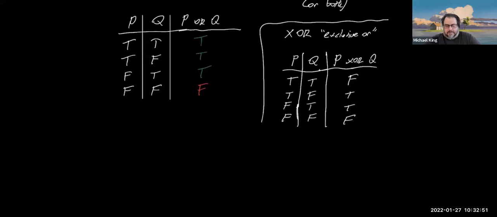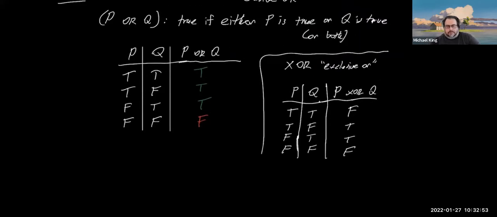Then there's also not. Or is pretty easy. I mean, not is pretty easy, we just did or. Basically, not is if P is true, then not P is false. And if P is false, then not P is true.